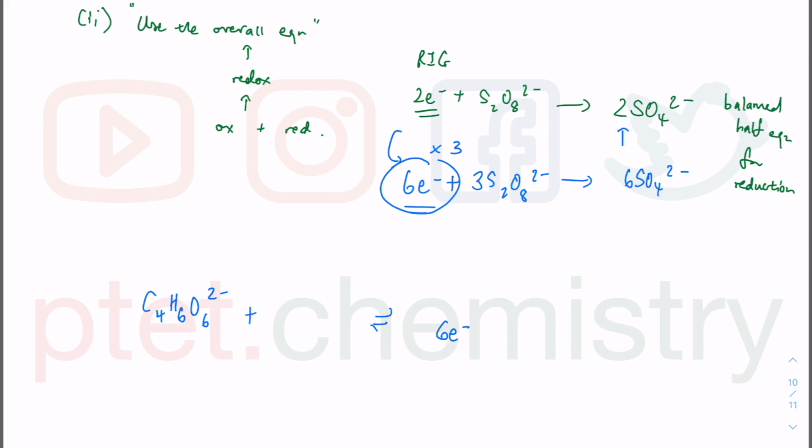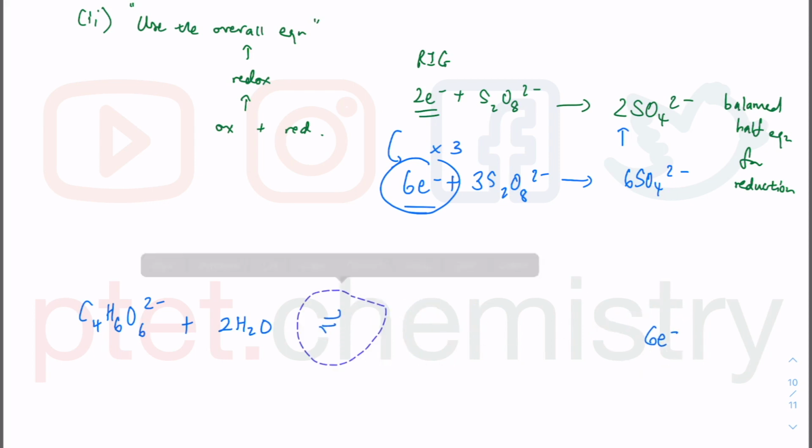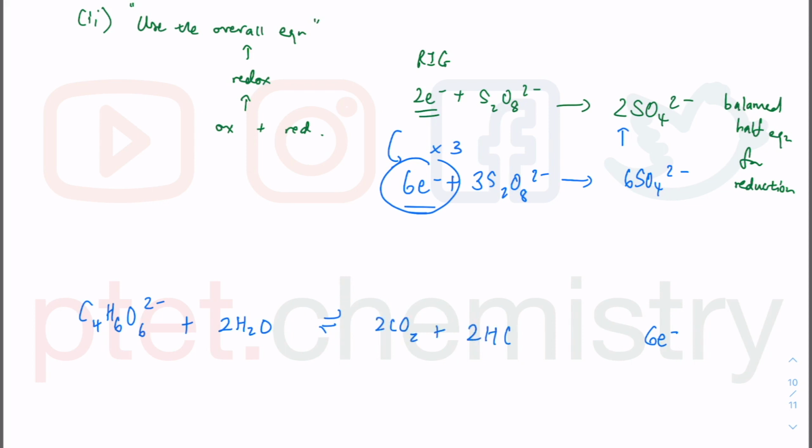Looking at the overall equation, if you cut out the 3S2O8 2 minus, if you cut out the SO4 2 minus, what we are left with is just whatever is on the left. So the 1 of the tartrate plus 2 of the water, what do I get actually? I get 2 CO2, I get 2 HCO2 minus, I get the 6H plus as well as the 6 electrons. 6H plus and 6 electrons. The 6 electrons is what I add in, because these are not included in the original overall equation.